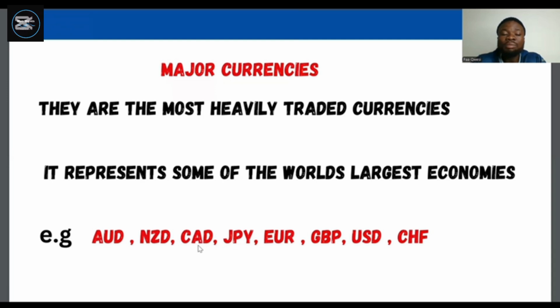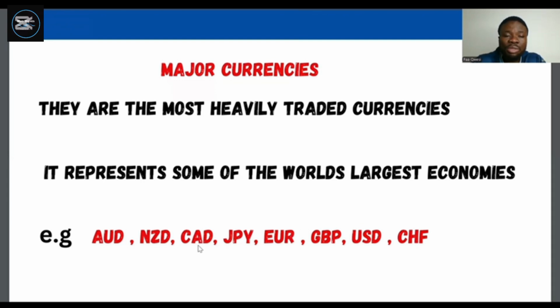So as I said, these countries' GDP is very high. There are a lot of things going on in their countries. Productivity is very high, the employment rate is very high, and these are politically stable countries. So their currencies are stable as well. That's why we call them majors, and that's why a lot of people are trading them.